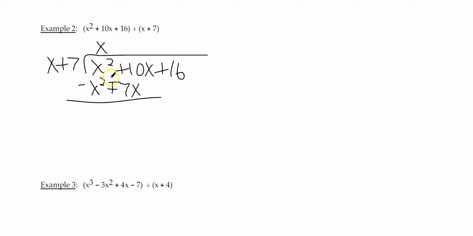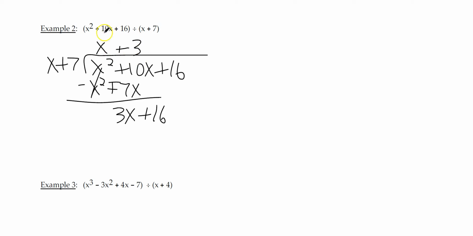Now note, since I'm using the same color, and most of you will as you do your homework and tests, I'm putting a new sign above the old sign. So visibly I can see that I changed signs. Those cancel. 10x minus 7x, that would be 3x, and then add 16. Drop the 16 down. X times what is 3x? That would be plus 3.